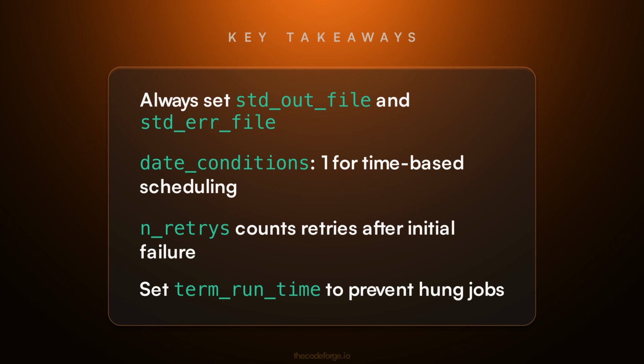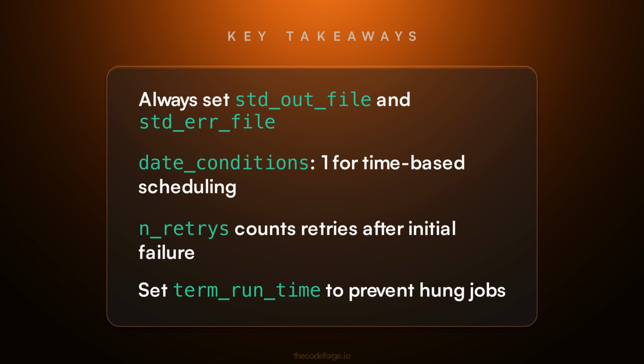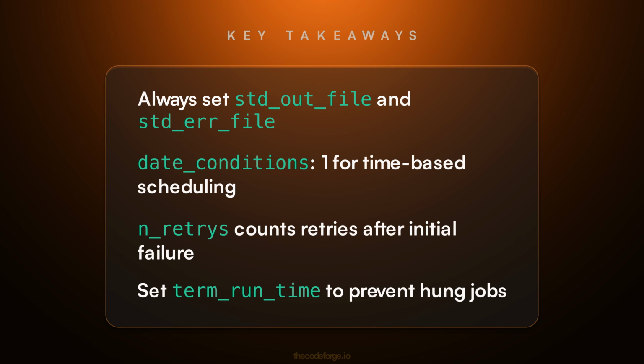To summarize, always set output files, explicitly enable date conditions for time scheduling, understand retry counting, and set timeouts to prevent runaway jobs. These practices will save you from production incidents.